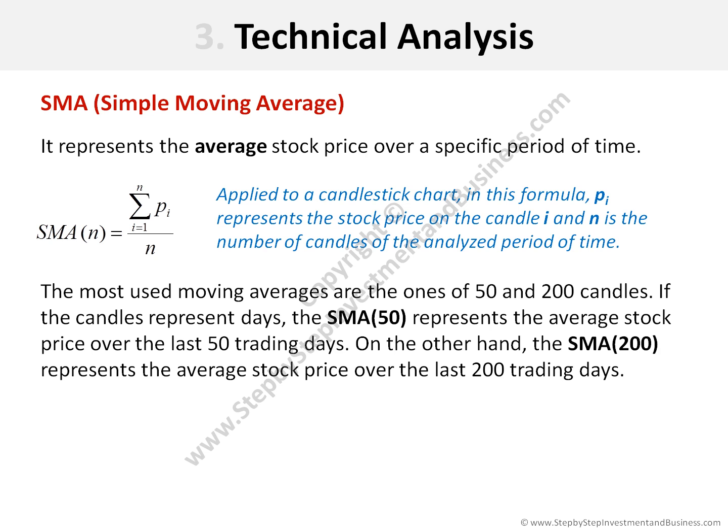The most used moving averages are the ones of 50 and 200 candles. If the candles represent days, the simple moving average of 50 candles represents the average stock price over the last 50 trading days. On the other hand, the simple moving average of 200 candles represents the average stock price over the last 200 trading days.